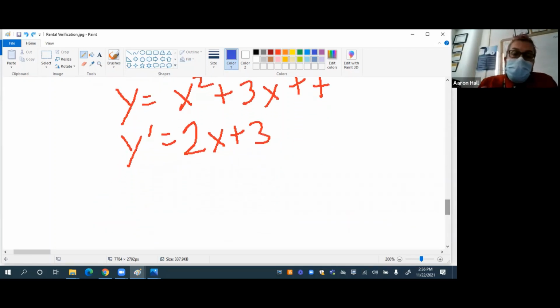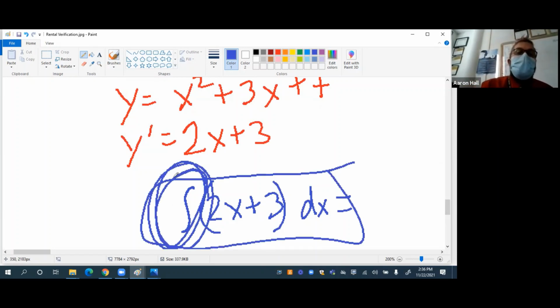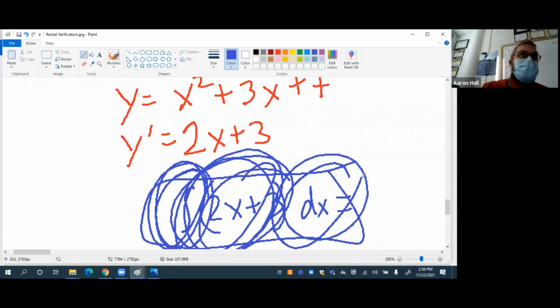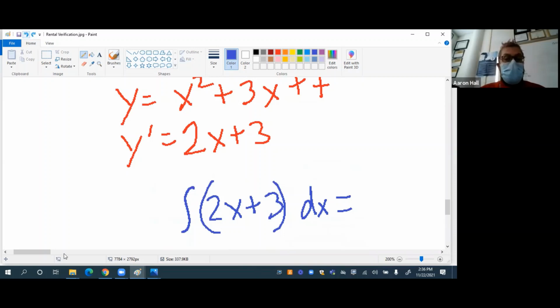The notation looks like an S that's been vertically stretched. So if I want to find the integral of 2x plus 3 with respect to x, I have to write this other piece here that will probably bother you at first, but over time you'll get used to it. This means the integral of this function with respect to x. That's how I write it. You were asking about notation, and I'm showing it to you right now.